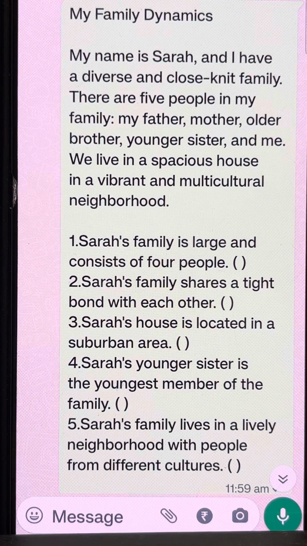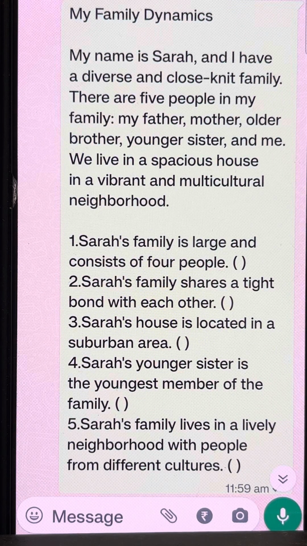The third question. Sarah's house is located in a suburban area. They have mentioned the people in the family. The house is quite spacious, it means it's very big. In the neighborhood, a lot of people from different cultures live there. But where the house is located, no information is given about that. So this answer should be clear-cut, not given.